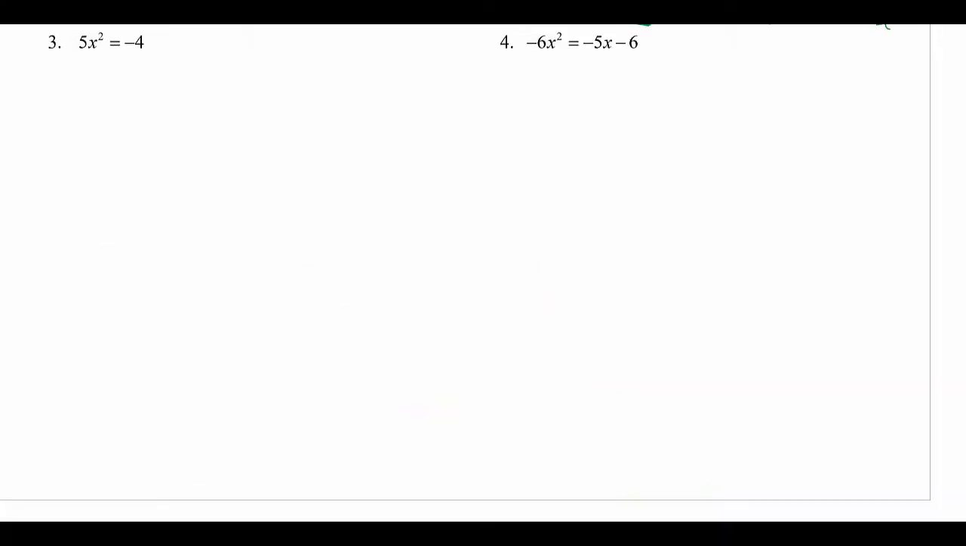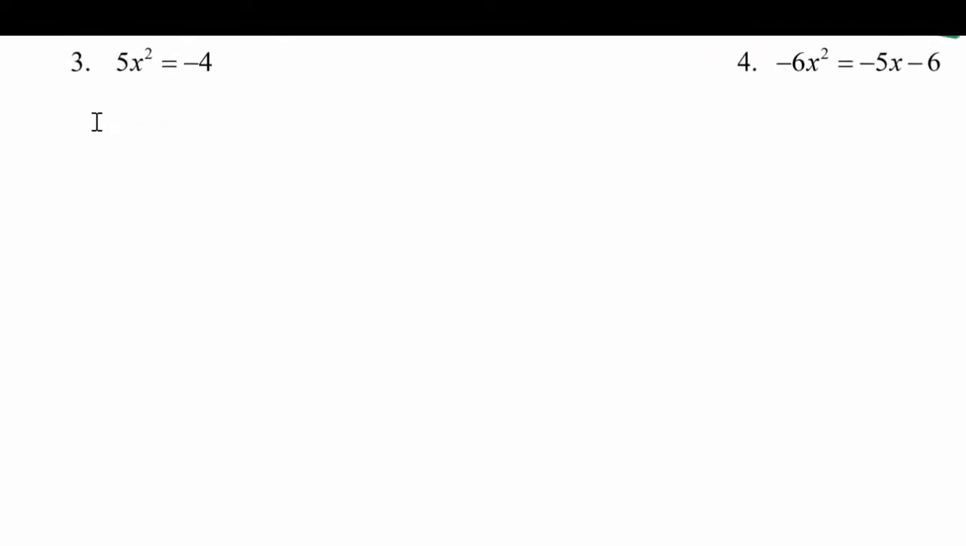Okay, in our next example, we once again have a quadratic equation not in standard form. So we're going to go ahead and add the 4. Okay, so now we get a is 5. Okay, notice there's no middle term, no x term. So that tells you that b is 0. And then c, the constant, is 4.